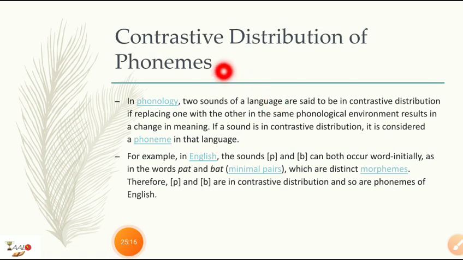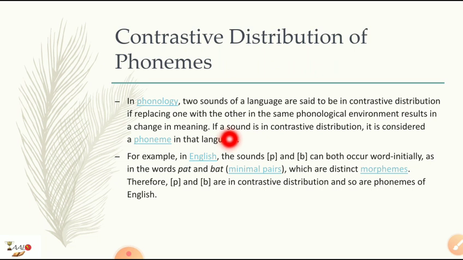In phonology, two sounds of a language are said to be in contrastive distribution if replacing one with the other in the same phonological environment results in a change of meaning. If sounds are in contrastive distribution, each is considered a phoneme in that language. So, simply put, it comes like this.